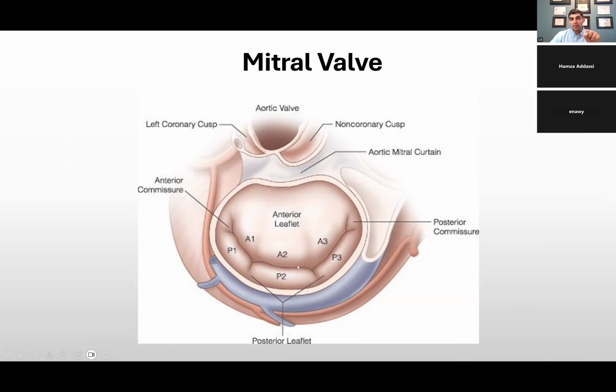So this is the anterior leaflet, because we said there's only two leaflets. This is the posterior leaflet, but even the anterior and posterior leaflets are divided into three segments: A1, A2, A3, P1, P2, P3. And this is the aortic valve. So when you're looking down, the aortic valve is on top. This is the anterior leaflet. This is the posterior leaflet. This is called the surgeon's view. This is the most important thing you have to understand.